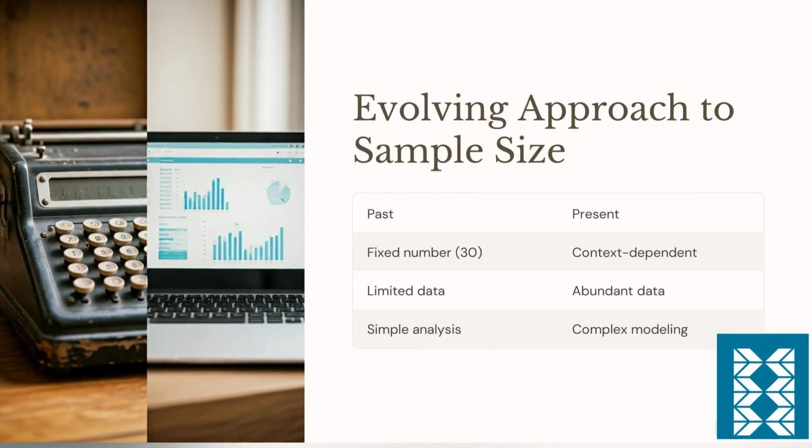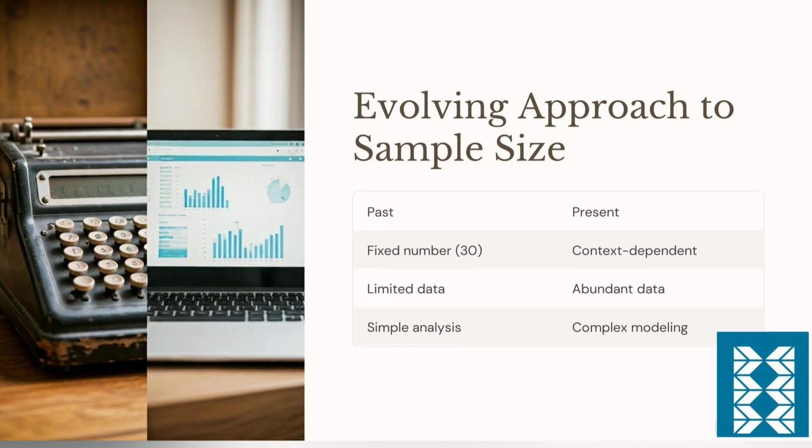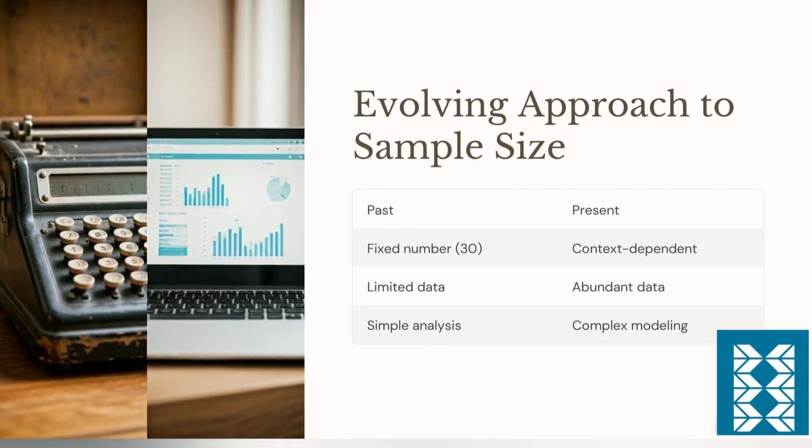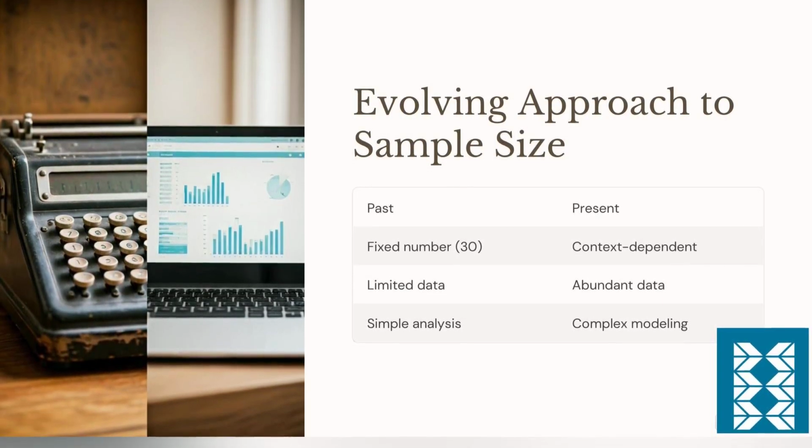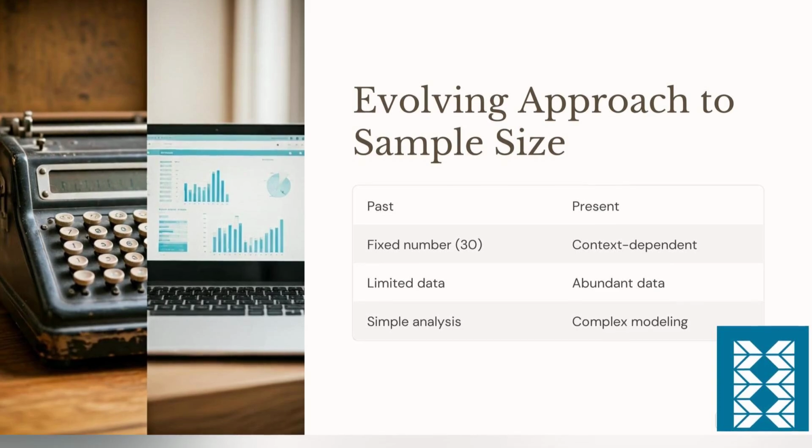The 30 is enough rule served its purpose when sample data was often scarce, but in today's data-rich environment, it's better to focus on sample adequacy based on context and distribution characteristics, not just an arbitrary number.